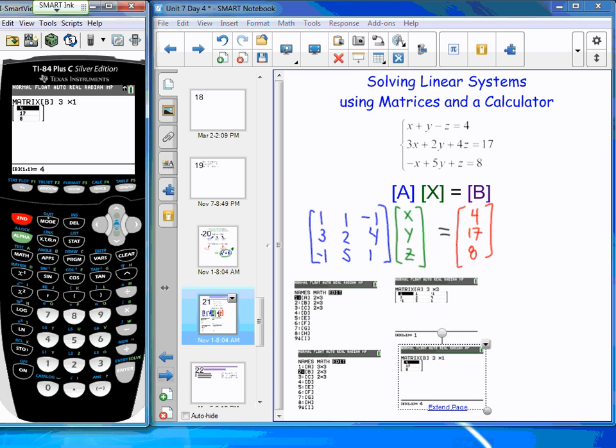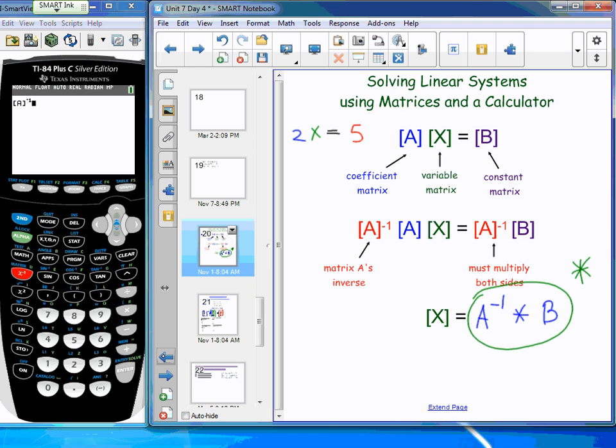Ready? Now that we've got our matrices edited, we'll go just to our home screen. We're going to pull up the matrix named A, so we'll go second matrix. We want the matrix named A. We want to now press the inverse button, that same matrix editor button that was the x to the -1, we now push to create the -1 on my A. That's saying take the inverse of matrix A. Does everybody see that?